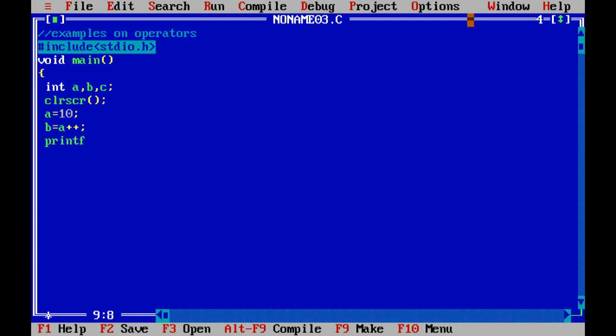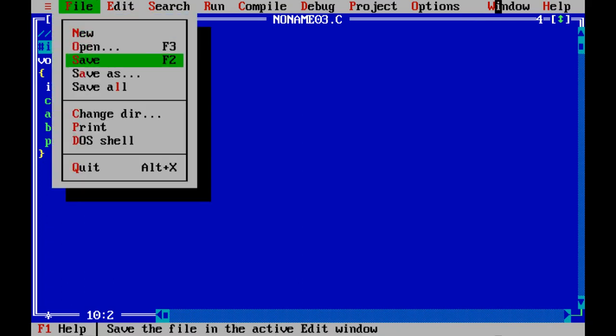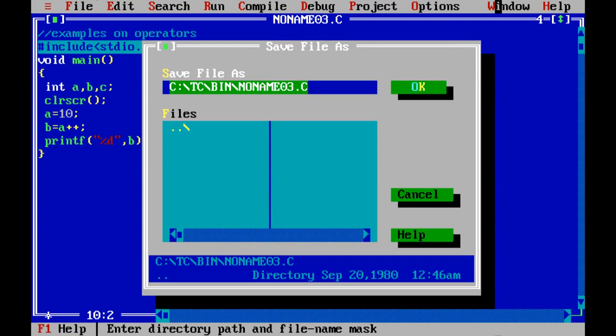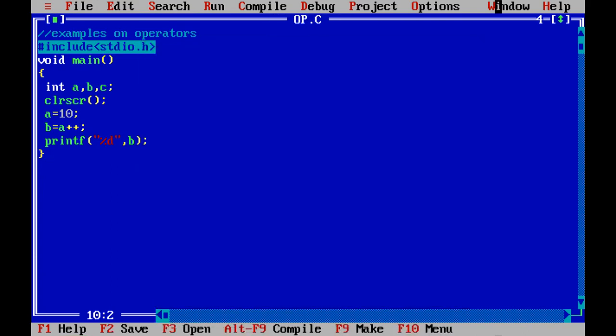I am printing the value of b: printf percentage d comma b. Just expect the output, what it gives. Save this file with .c. I am giving the file name as op dot c. Examples on operators.